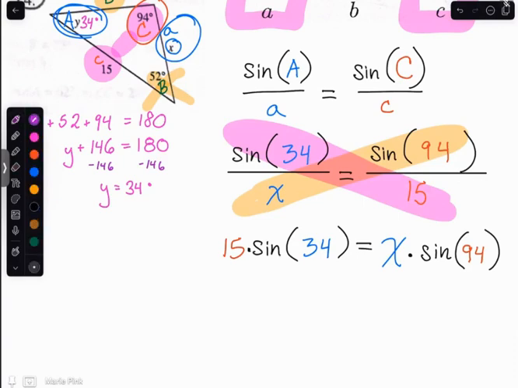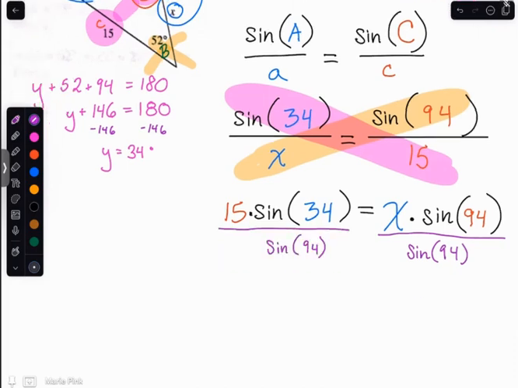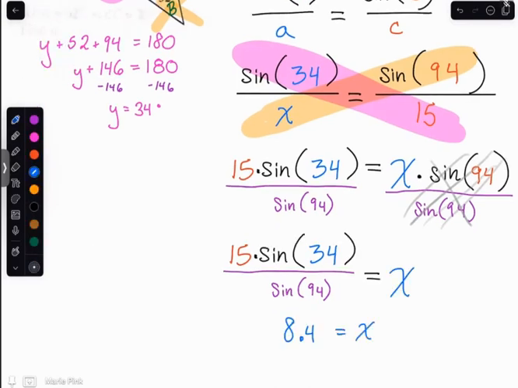Okay, so now I need to get rid of all the stuff next to the X. So here I have X times sine of 94, so I'm going to divide by sine of 94 on both sides. And so that means that this will cancel out. And so I will get an answer that is 15 times sine of 34 divided by sine of 94. Throw that in the calculator and I get 8.4. Hope that makes sense.